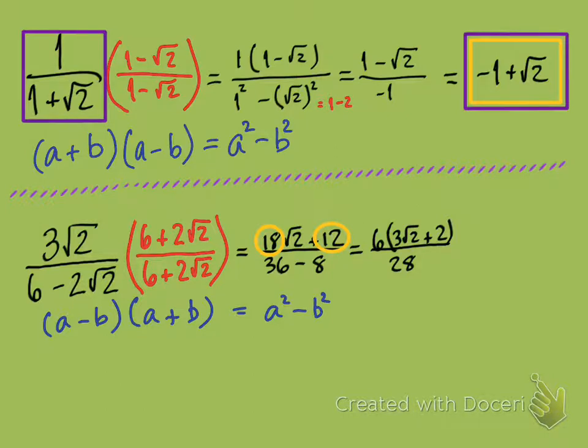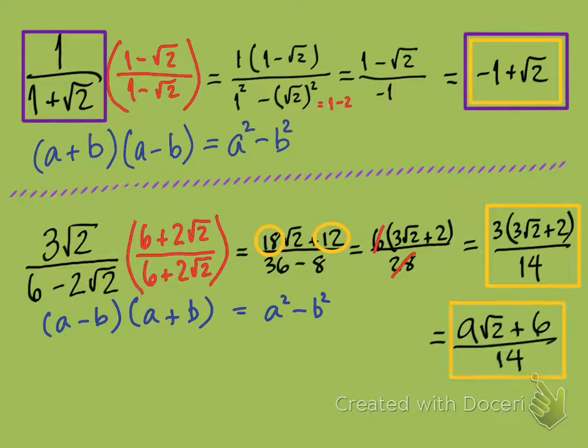I did that because I'm noticing that everything is an even number, and I can reduce everything in the fraction by a factor of 2. So I get 3 times 3 root 2 plus 2 over 14, and I'm thinking, well, there's not really much reason to have that numerator factorized out like that, so I'll just multiply and get 9 root 2 plus 6 over 14. This is my final answer.